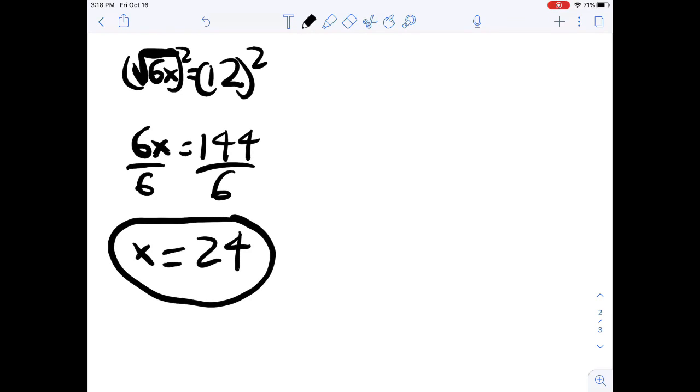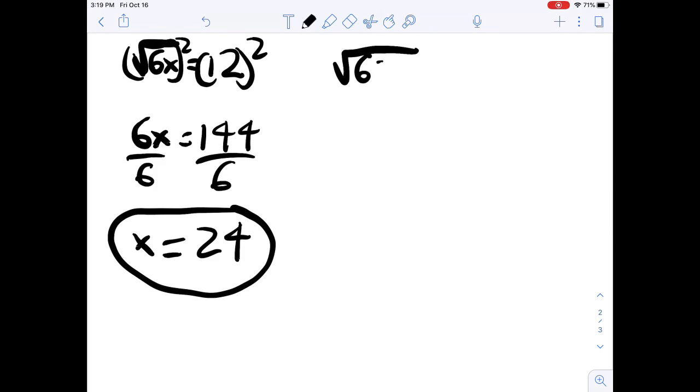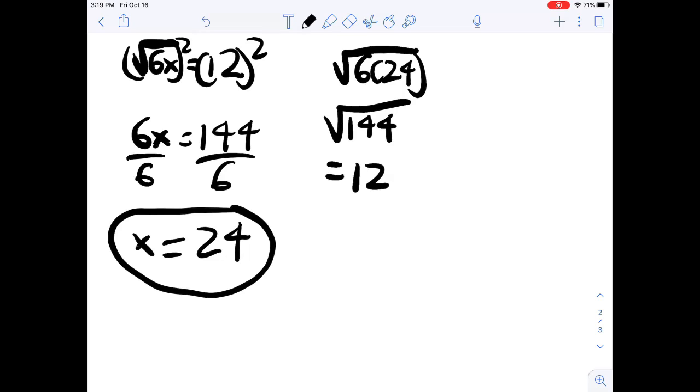Now we can verify this. We can plug in 24 to the original equation and see if it equals the right side. So that would be the square root of 6 times 24. That is the square root of 144, which equals 12, and that's what the right side of the equation is here. So we know that our solution is correct.